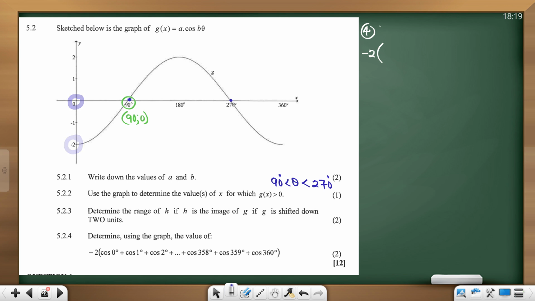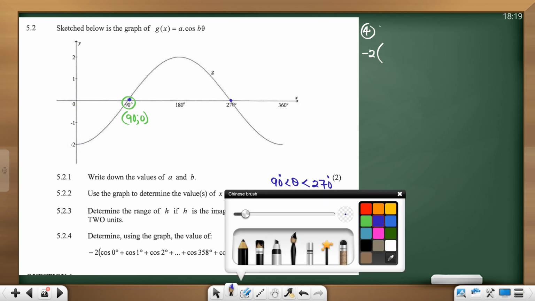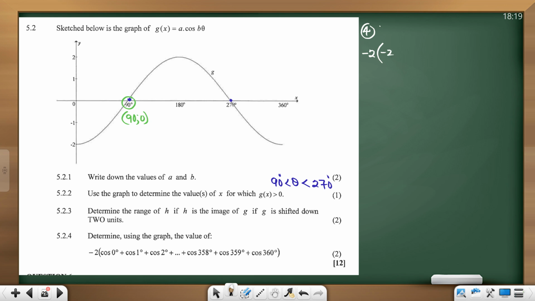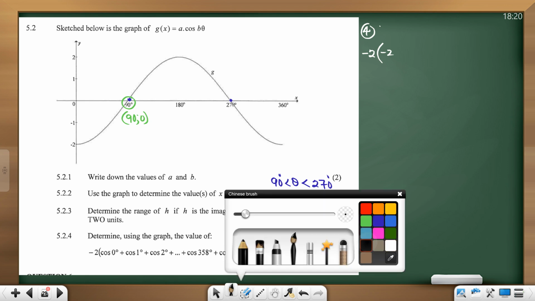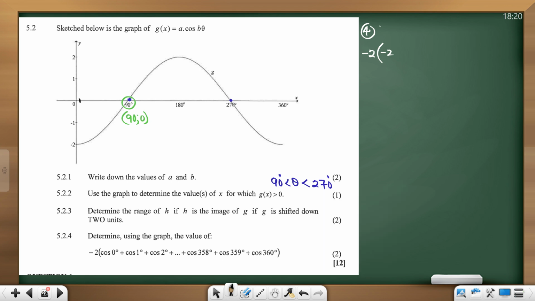Y value is negative 2, right? There. All right. Y value is negative 2. I wanted to check something. What about cos 1? Cannot. No, there is, but I can't because there are too many. There are 90 of these lines here. Way too small, right? So let's be smart a little bit.